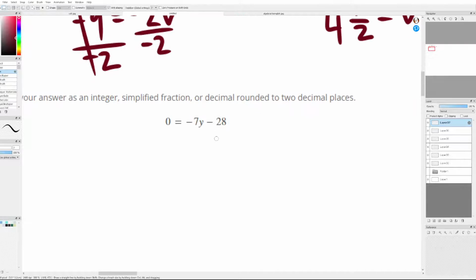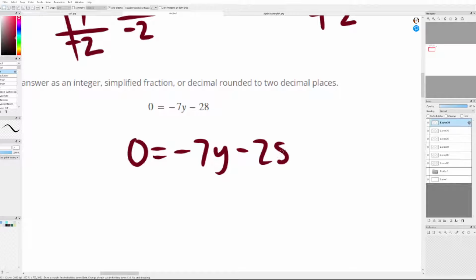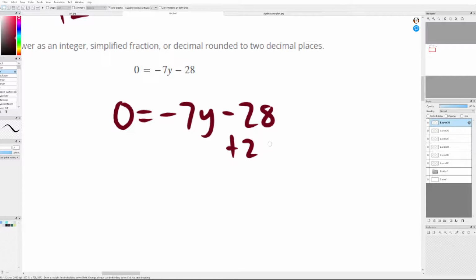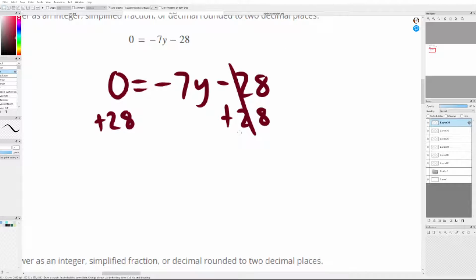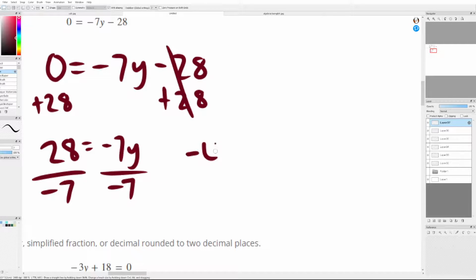So this next one is the same kind of deal. We have 0 equals negative 7y minus 28. What we can do is add 28 to both sides. That gets rid of this 28. So we have 28 is equal to negative 7y. And then we can divide by negative 7, which will give us negative 4 is equal to y. That would be our answer for this one.